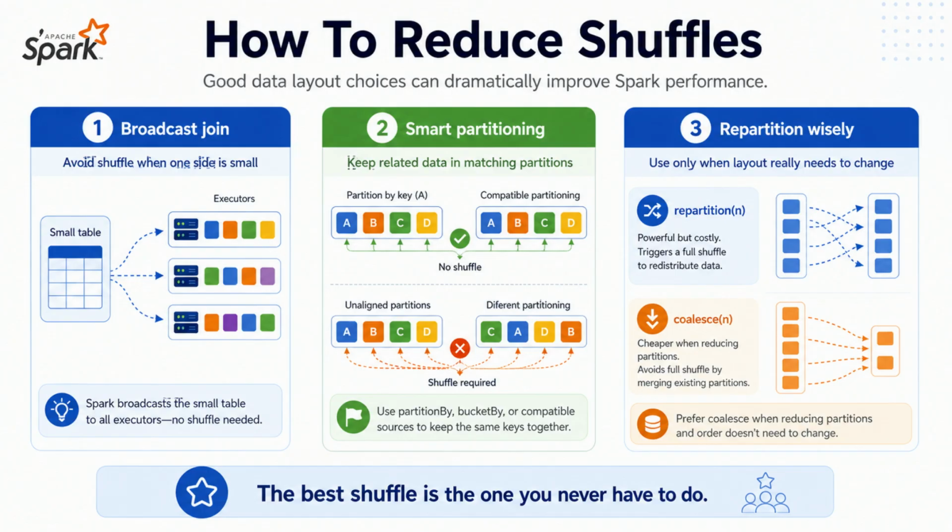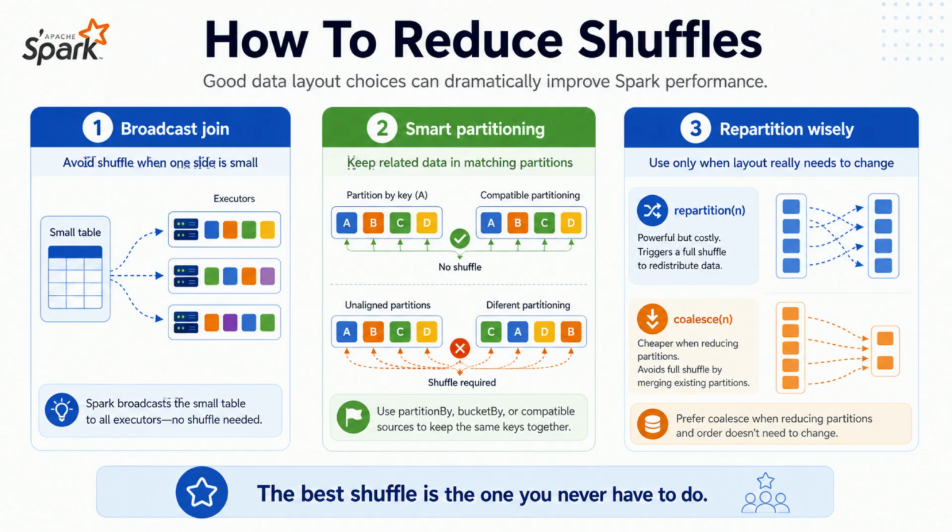The third strategy is to repartition wisely. Repartitioning is a powerful tool that allows you to change the data layout or increase parallelism, but it triggers a full shuffle. This means that all the data must be redistributed across the cluster, which can be costly in terms of time and resources. It's important to consider whether this step is truly necessary before deciding to use it.